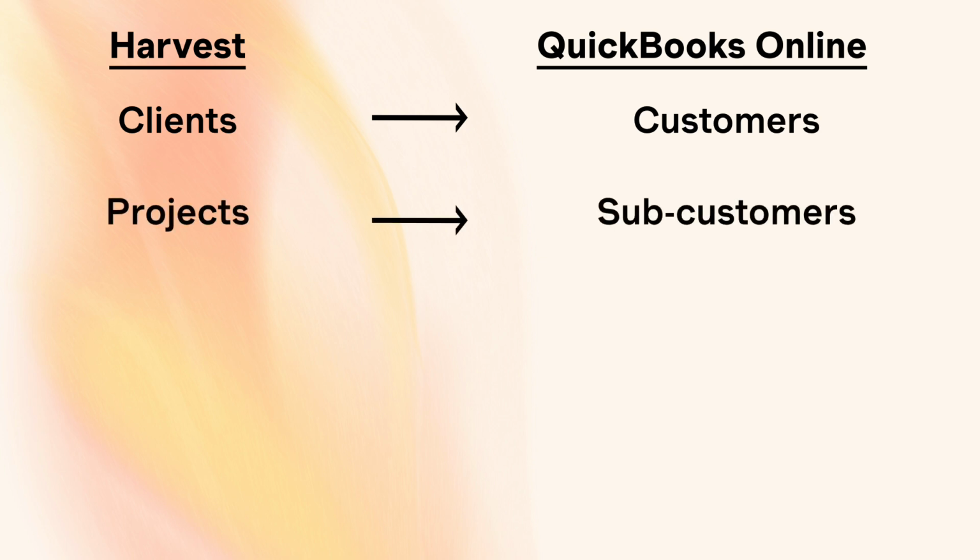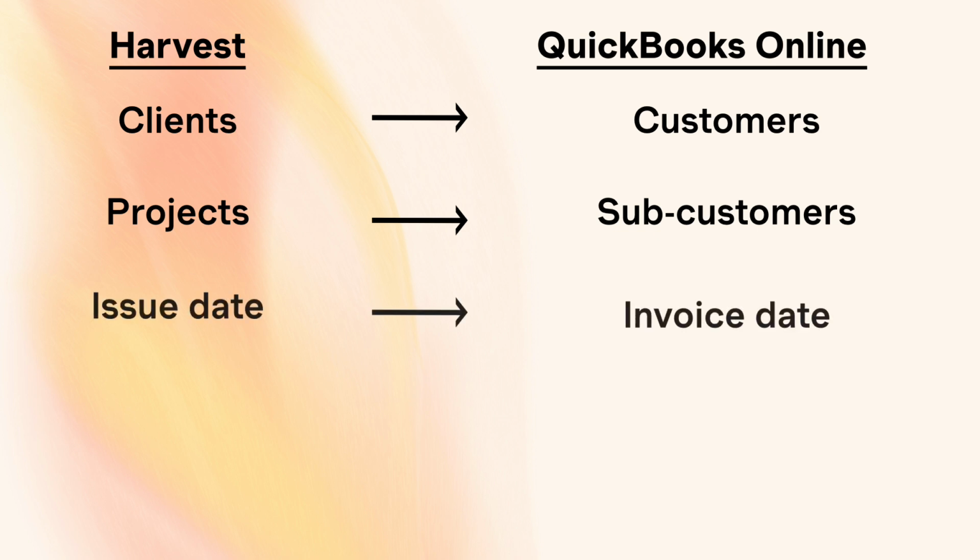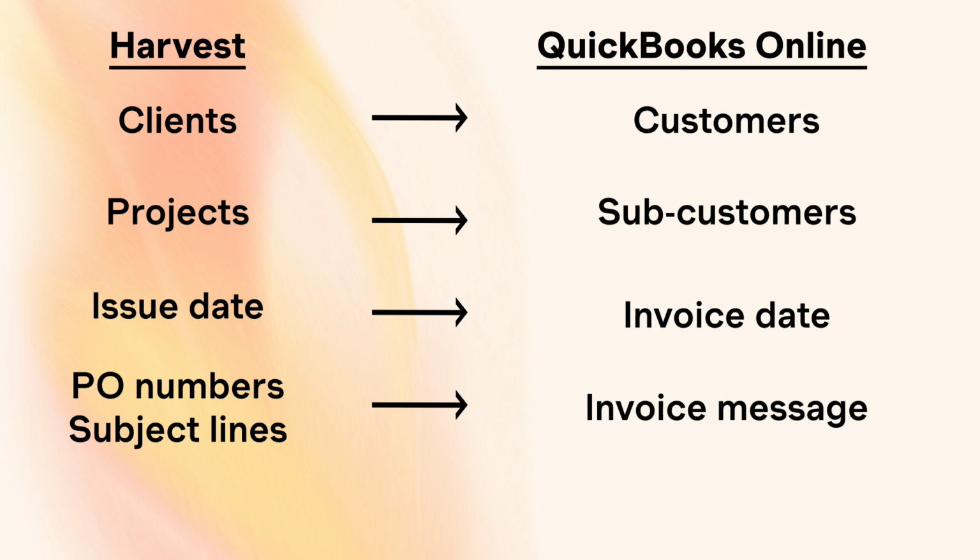Next, let's talk about how exactly invoice data maps between Harvest and QuickBooks. Harvest clients are mapped to QuickBooks Online customers. If we can't find a match, we'll create a new customer in QuickBooks using the client name. Harvest projects can be mapped to sub-customers. Again, copying projects is optional under the integration settings. Issue date in Harvest maps to invoice date in QuickBooks. PO numbers and invoice subject lines are shown in the QuickBooks invoice message.